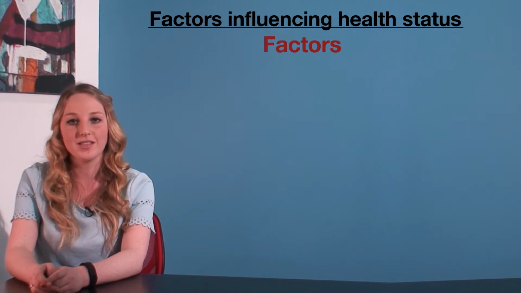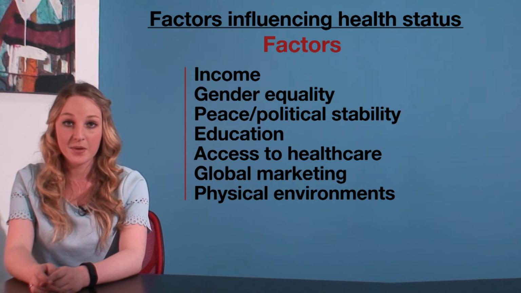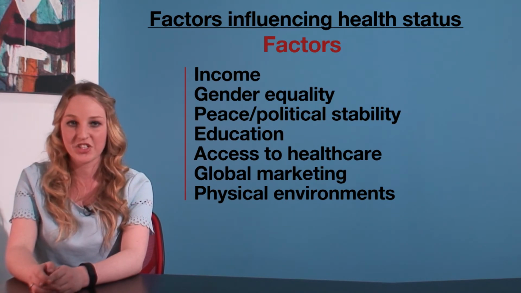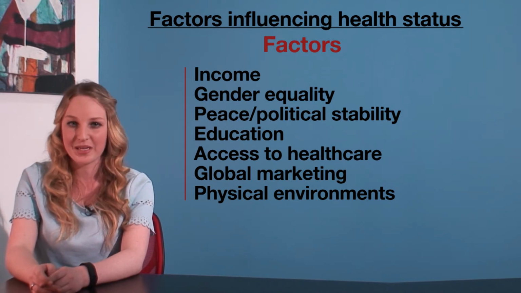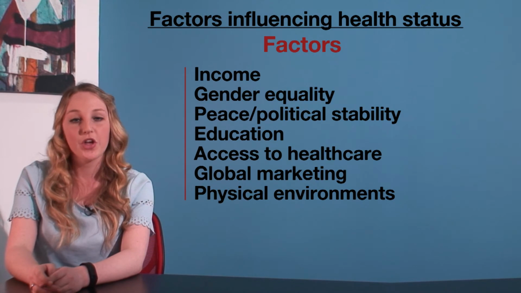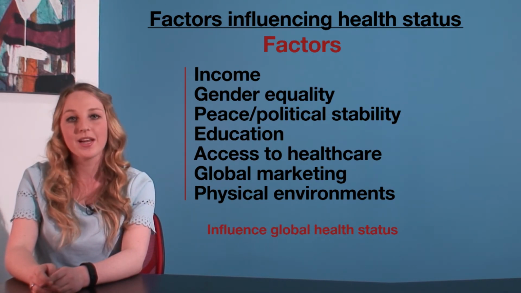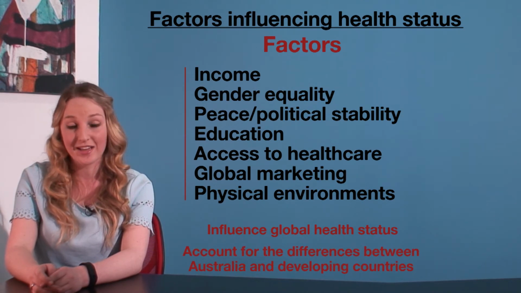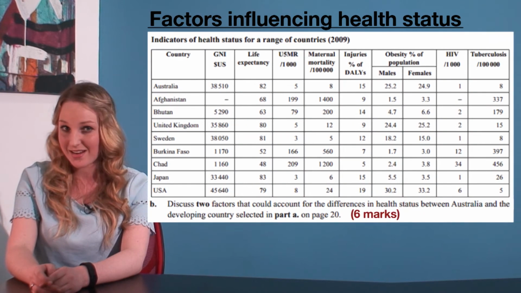There are 7 factors that VCAA specifies that may account for differences in health status. So these are the ones that you should focus on. The 7 factors are income, gender equality, peace and political stability, education, access to healthcare, global marketing, and physical environments. Below this video, you will find a more detailed explanation of each factor, showing how it can influence global health status and account for the differences between Australia and developing countries. But for now, let's go for depth rather than breadth of understanding.